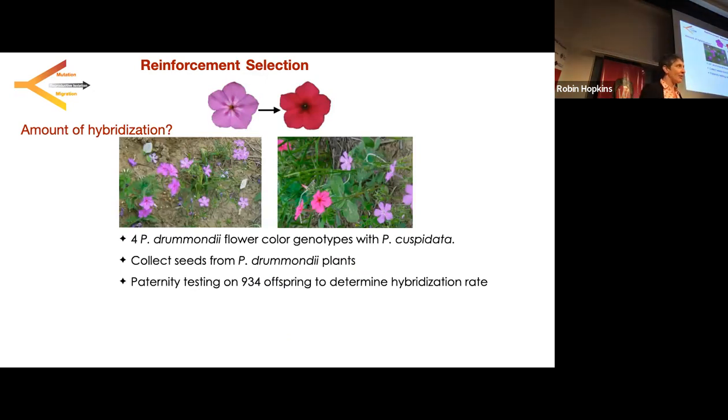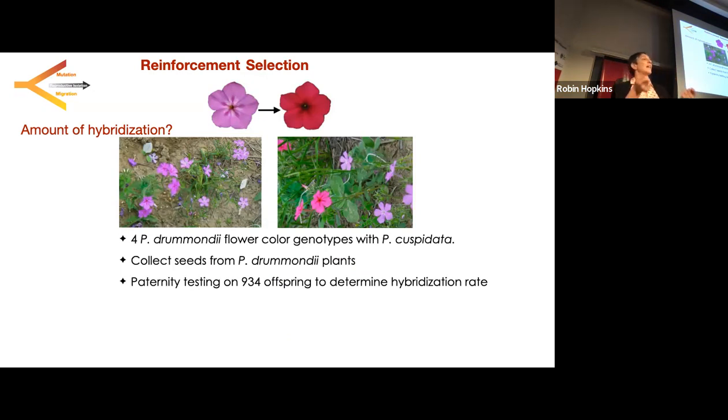So we throw them all back out in the field, right? So I didn't tell you, we did it all at the same time. We threw out the light reds and the dark reds and the dark blues and the light blues in the field with a bunch of cuspidata, that's that other species. We let the pollinators do their song and dance. We go back, we collect the seeds, and we ask who the dads are.